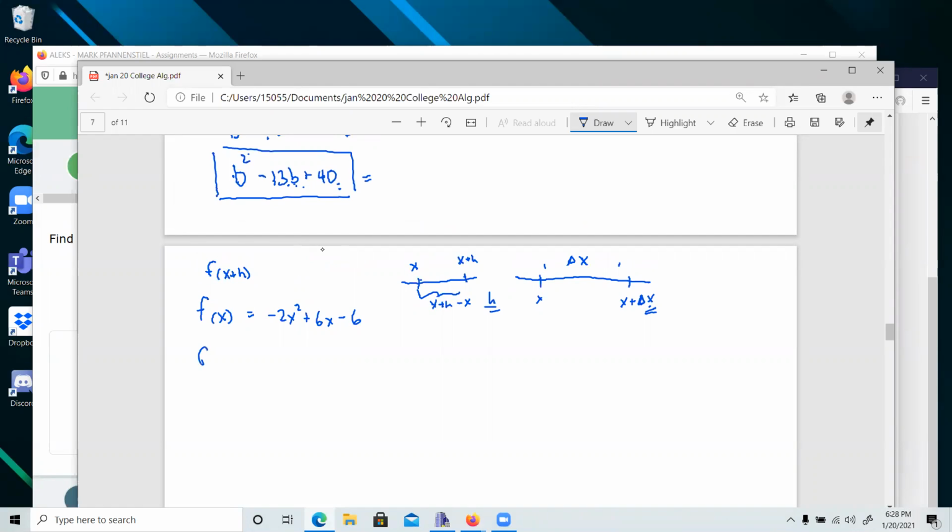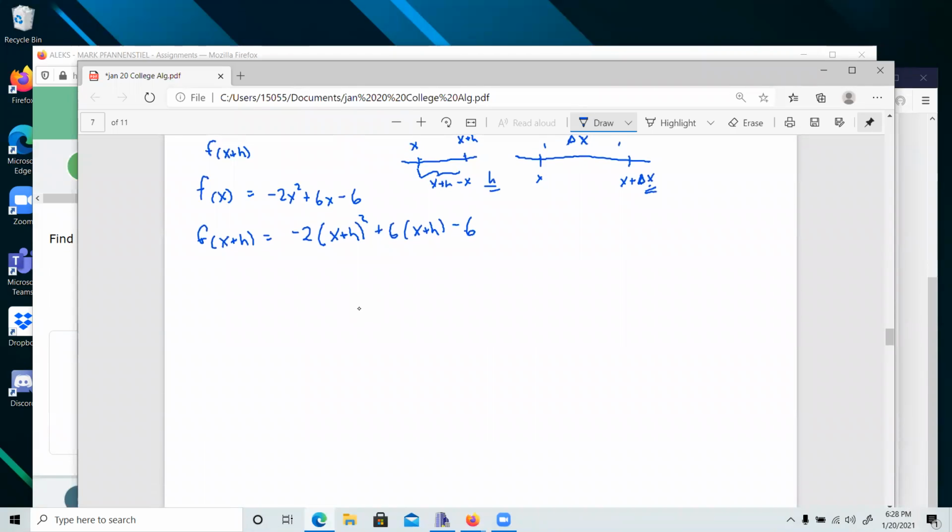So let's go through and see what happens here. x plus h, and that's equal to negative 2 times (x plus h) squared plus 6 times (x plus h) minus 6. Now the way I go through these is I try to do one thing at a time. So the first thing I'm going to do is multiply out the squared part here. So x plus h times x plus h, and then we'll have x squared plus 2xh plus h squared.